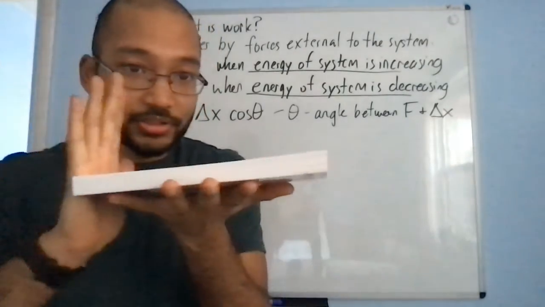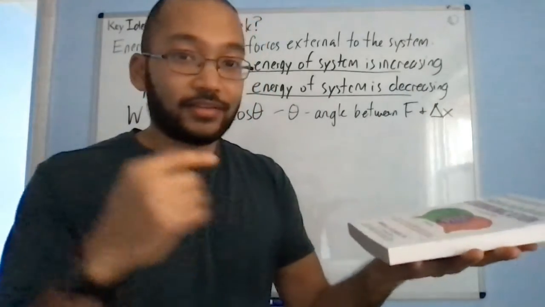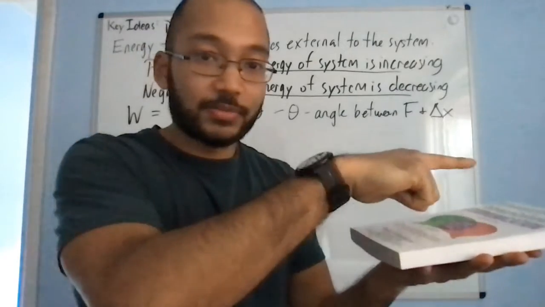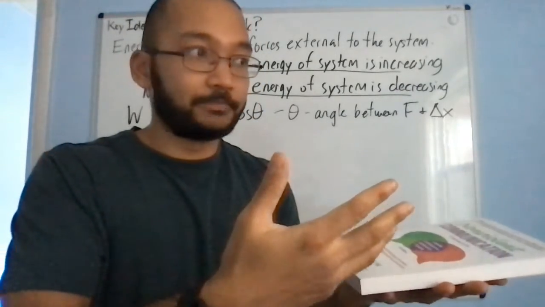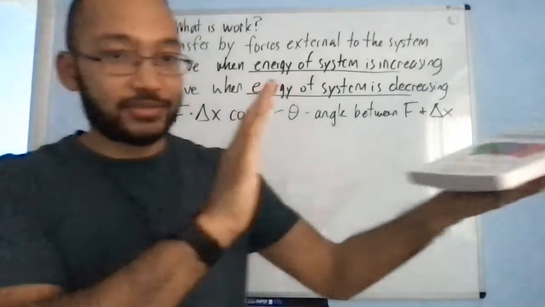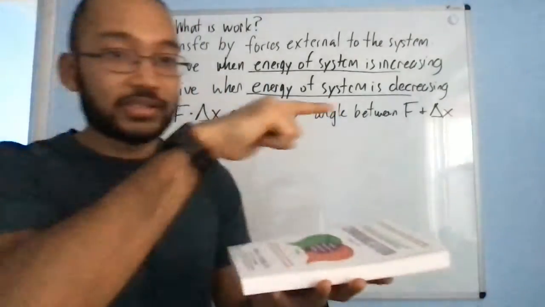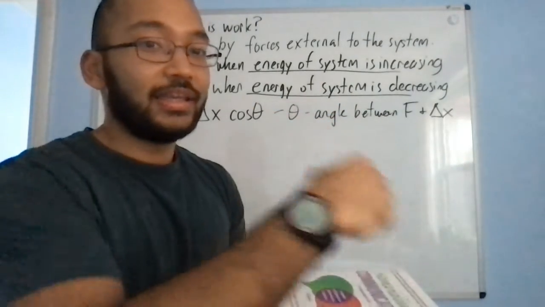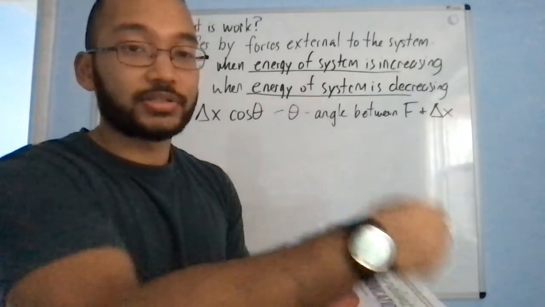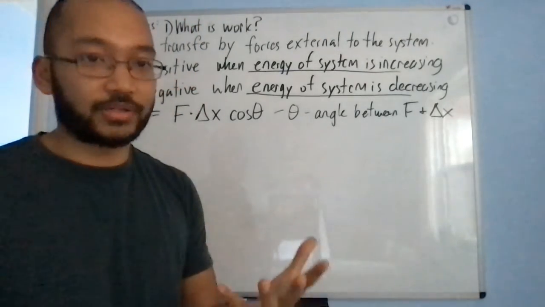Now, if I'm pushing in the direction of the motion, in the direction of the displacement, then the force is this way, the displacement is this way, and therefore there will be some work done. Now, if the object is going this way and I push on it, the force is this way, the displacement is this way, the angle between them is 180 degrees, and therefore this would come out as negative. That's kind of how the math works out.